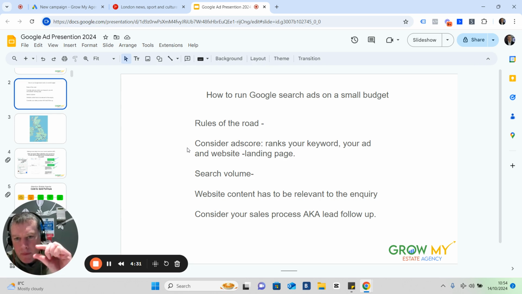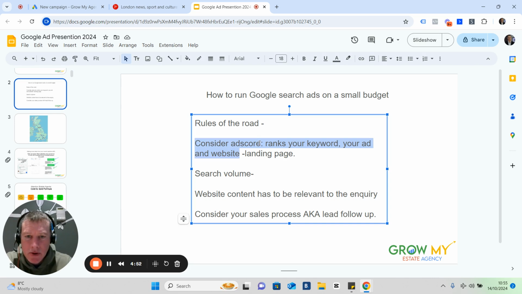We're talking about people that have got a small budget that want to invest into Google Ads because their website is typically not found on Google. So the rules of the road to consider is ad score. Again, that's the Google Ad score. They brought this out basically as a way of managing ads, and for us as advertisers to find out how good our ads are going.